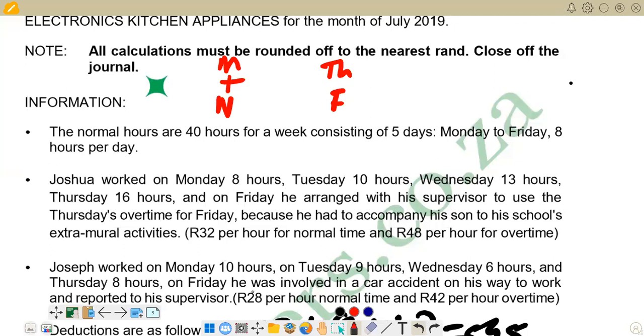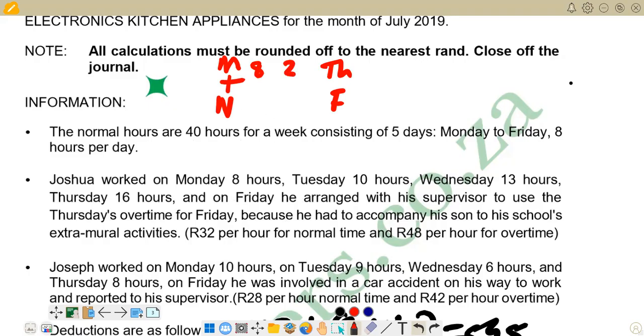So we are going to go from Monday to Friday. We know that the information we are given at the beginning is 8 hours per day. So we check again on Monday for Joseph, 10 hours. So it means that we have got 8 normal, and then I will say 10 minus 8 to get 2 for overtime.